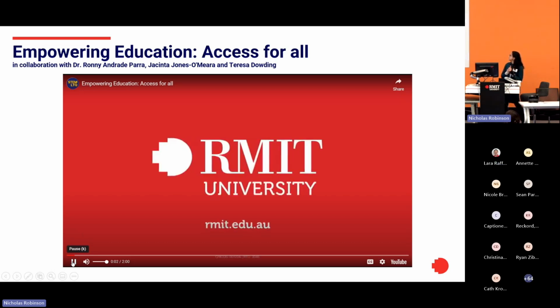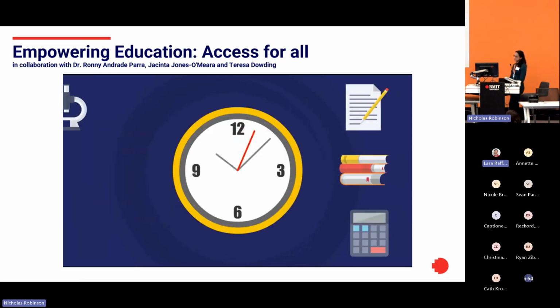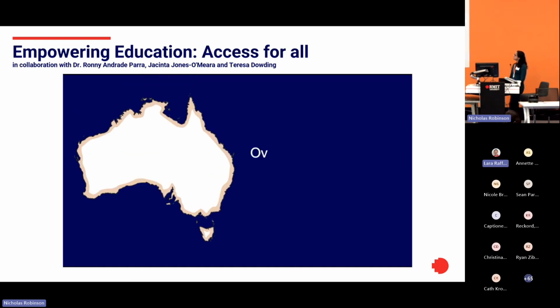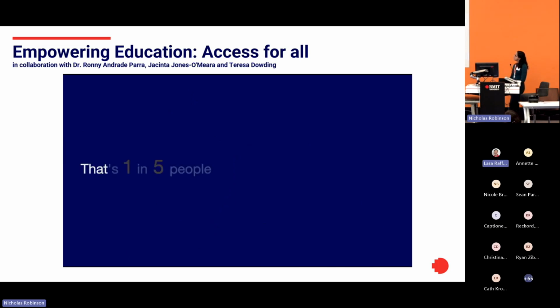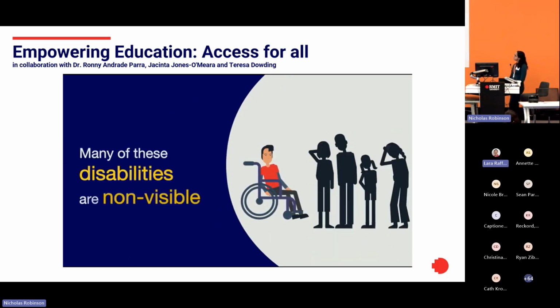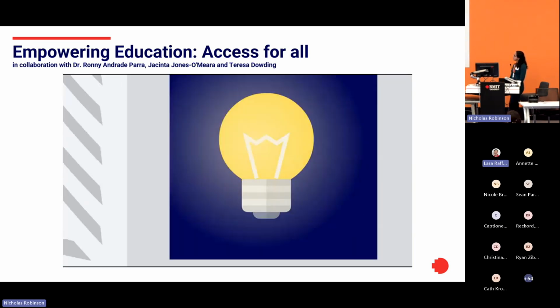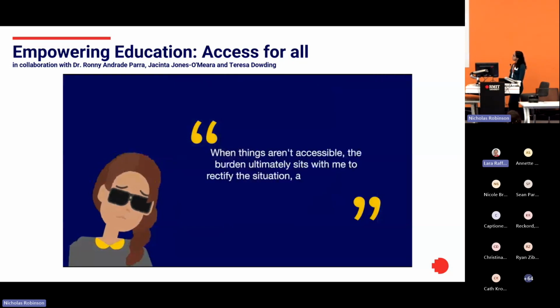Here we go. Empowering education, access for all. In today's fast-paced world of education, it's crucial to embrace accessibility. Did you know that over 4.4 million people in Australia have some form of disability? That's 1 in 5 people, and many of these disabilities are non-visible. By ensuring accessibility, we can empower everyone to access knowledge effortlessly. When things aren't accessible, the burden ultimately sits with me to rectify the situation, and I get further and further behind my peers. Our MIT student with vision impairment.